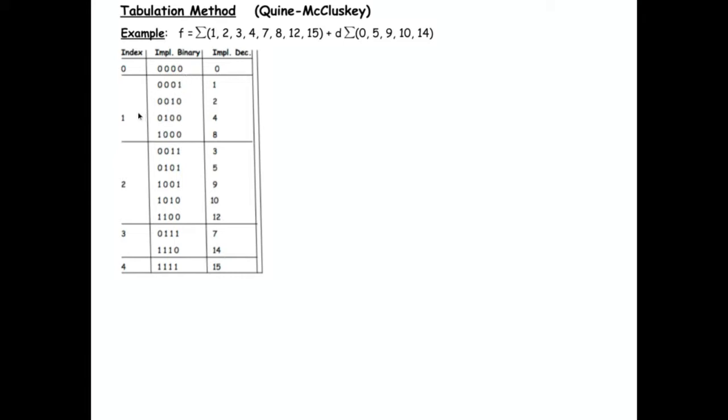So the index of those is 1. Now, within the same index, we'll still put them in increasing order, right? All 4 of these have index 1, but of course 1 is less than 2, and 2 is less than 4, and 4 is less than 8. So this is how we're going to arrange them.